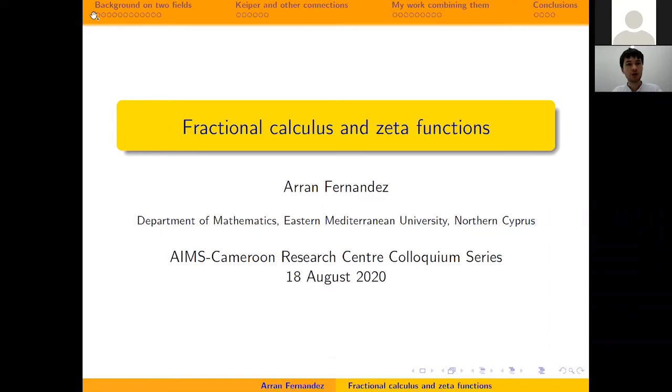As you can see up at the top here, I have the list of sections of the slides. I'm going to give the background on both of these fields separately. I'm going to talk about what people have done in the past to bring them together, my work bringing them together, and then finally conclusions.